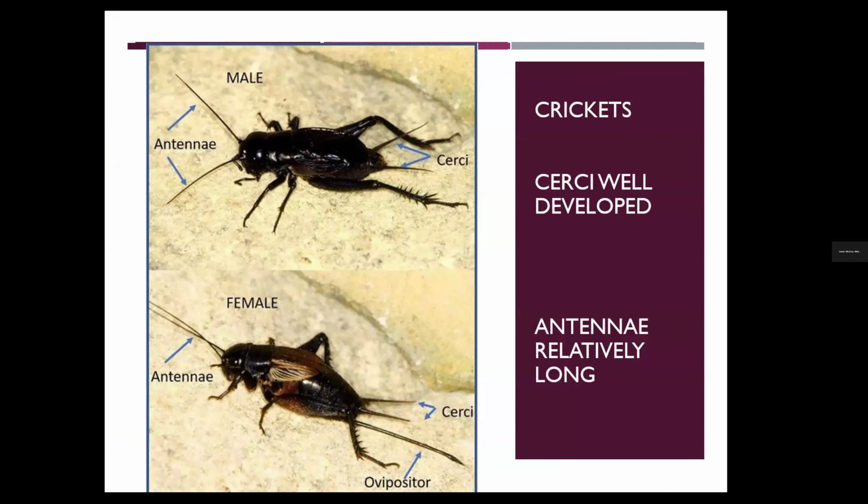And this is just to give you a real life picture of crickets. And you can see the cerci there. And you can see the male versus the female. Males on the top, female on the bottom. So you can see that ovipositor that is on the female there.